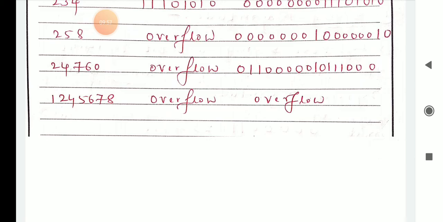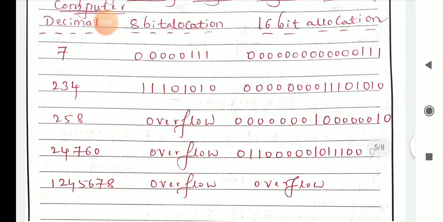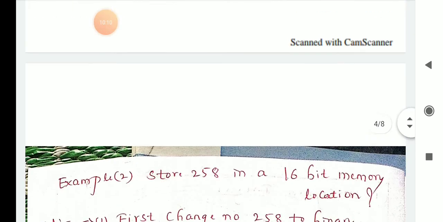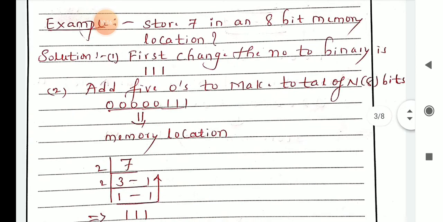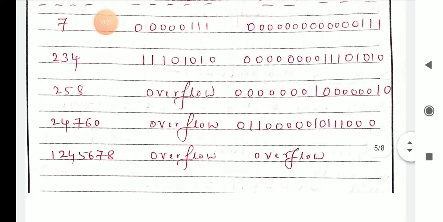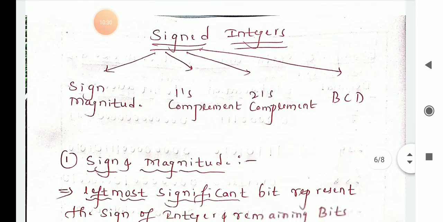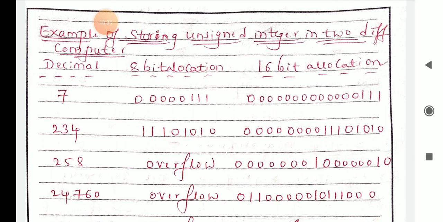Next one is 12,45,768. In both the allocations, 8 bit and 16 bit, I am going to return overflow, because the range for 8 bit and 16 bit should be 0 to 255 and 0 to 65,535. So in both cases it is an overflow, so that's why I am returning overflow. It is very simple, you can understand very easily, but you only have to remember the range: 0 to 255 and 0 to 65,535.